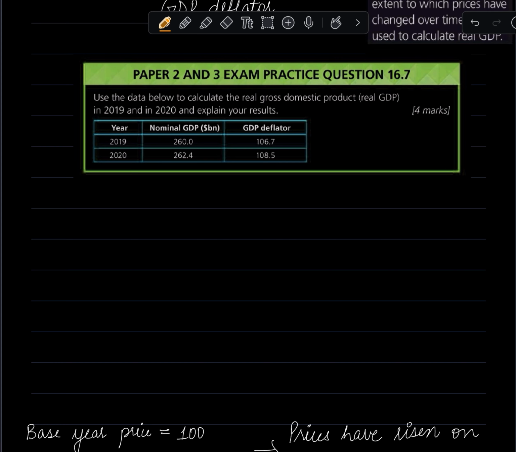These kind of question comes in paper 2 and paper 3. Use the data below to calculate real gross domestic product, real GDP in 2019 and 2020. If you calculate for 2019, it will be nominal GDP divided by GDP deflator. We'll multiply it with 100 to get the real GDP.